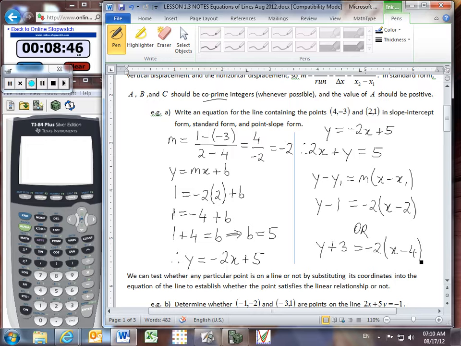So what you'll notice is that there is only one possible answer for slope-intercept form. There is only one possible answer for standard form, but there's an infinite number of answers for point-slope form because, of course, there's an infinite number of points that we could use as that known point. In this case, I know only these two, but I could have used standard form or slope-intercept form to find a different point that I could have substituted in as my known point.